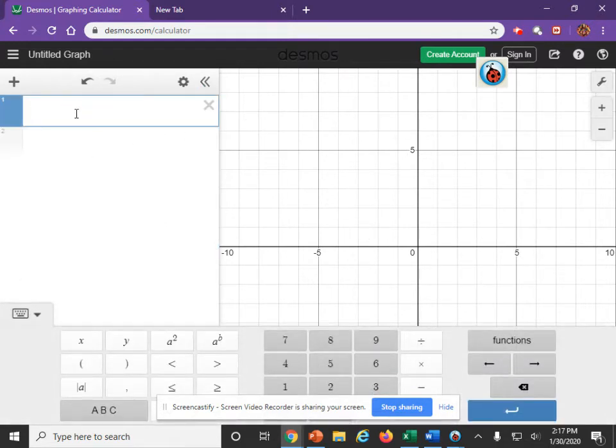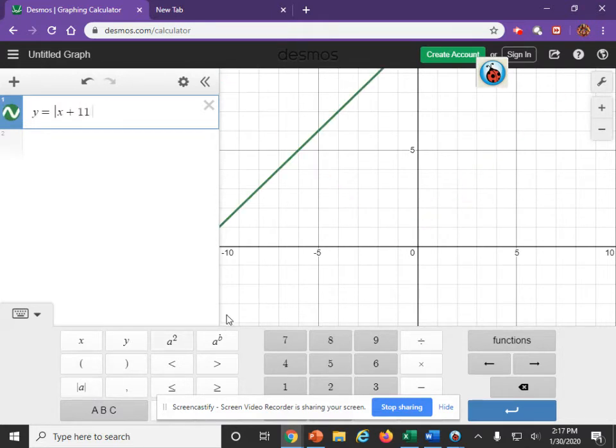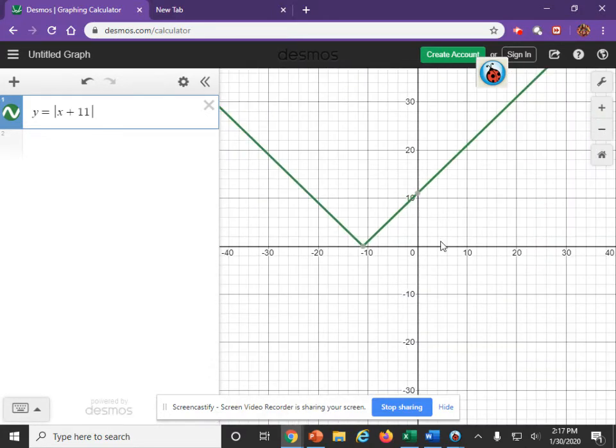So now I'm going to type in my new equation. So y equals the absolute value of x plus 11. And then I'm going to close the absolute value. All right, let me zoom out so I can see my picture. All right, so I have this nice V. All right, now I need to figure out what happens when x equals 8. Okay, and if I look right here and see where my mouse is, so that's 8. If I go up, okay, so I know my value is somewhere around here.